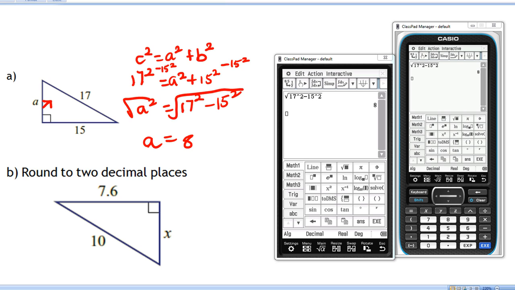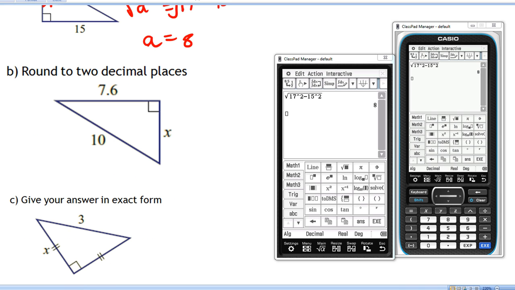Now I just check that this makes sense in the context of the question. It is less than the hypotenuse. The hypotenuse is the longest side length, so I know that 8 is probably the right answer. Okay, let's move on to the next question.